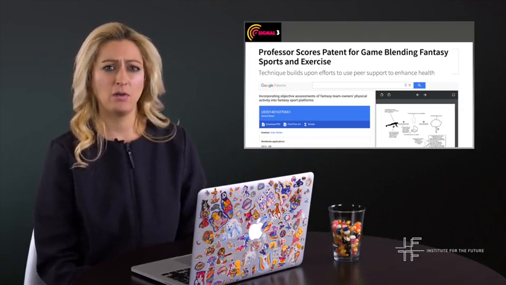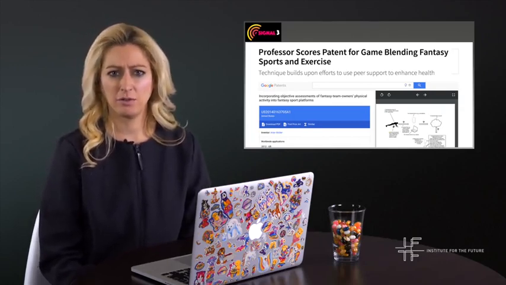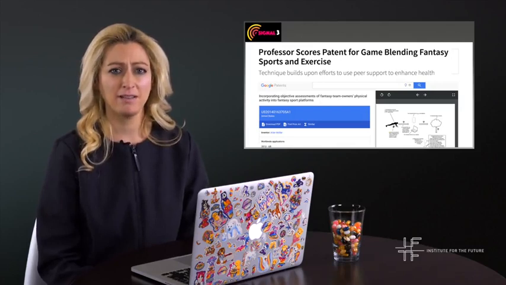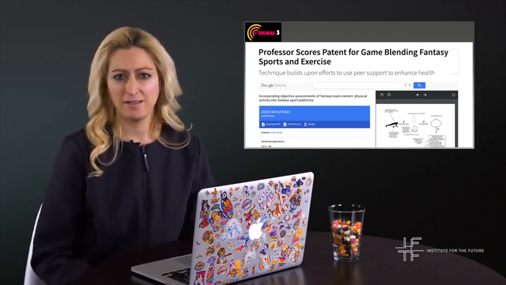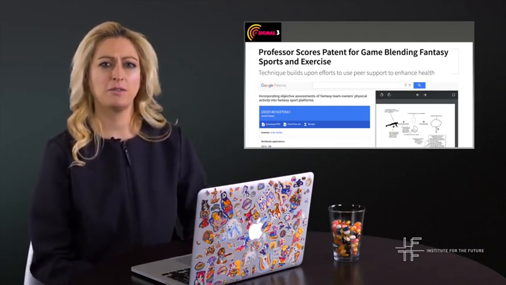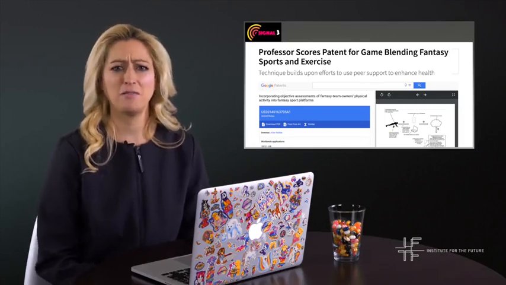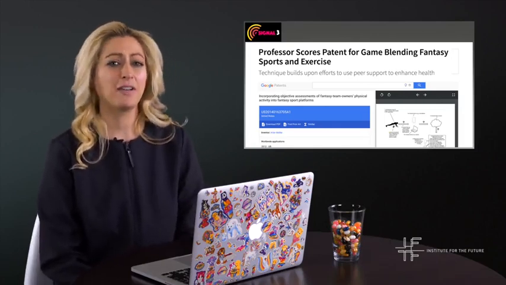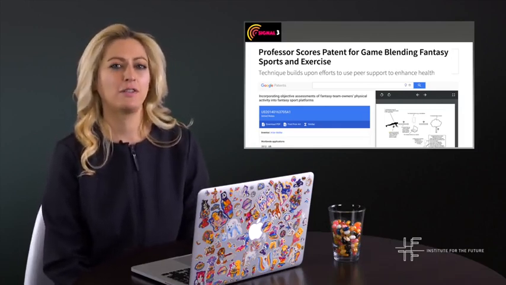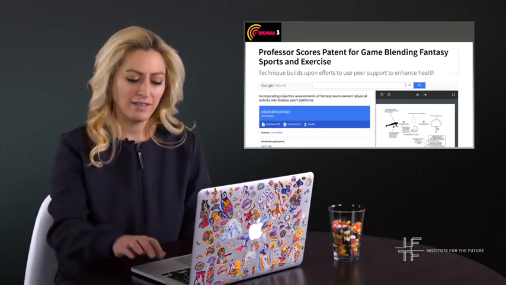would be that you have to earn your recruits. If you want to draft the best players, you have to take 20,000 steps today, or you have to climb 50 flights of stairs, or you have to eat this many vegetables. And so you can't just pick an athlete, you have to earn it through your physical activity.